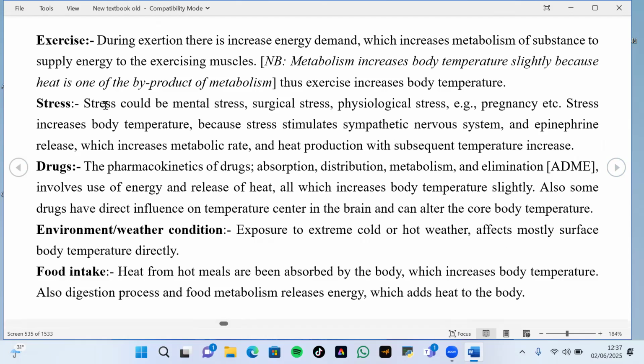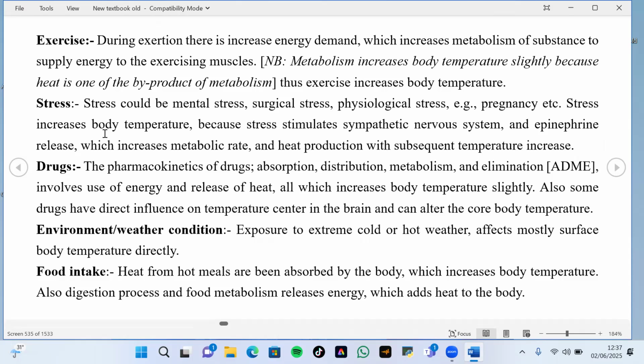Another factor that affects temperature is stress. It could be mental stress, it could be surgical stress, it could also be physiological stress, such as pregnancy. So stress increases body temperature because stress stimulates the sympathetic nervous system and therefore epinephrine release, which increases metabolic rates and heat production with subsequent temperature increase. Another factor is drugs.